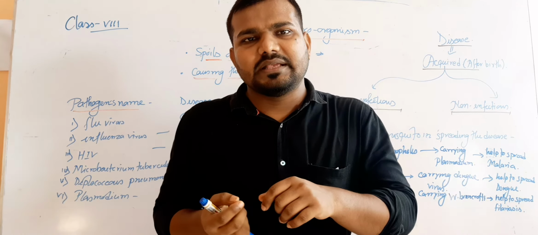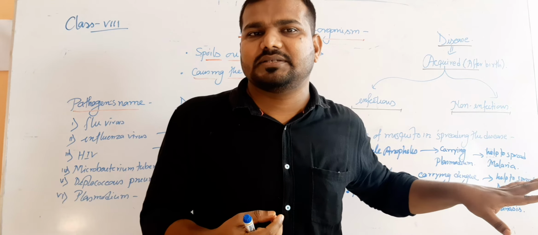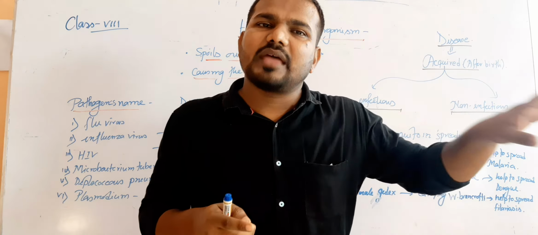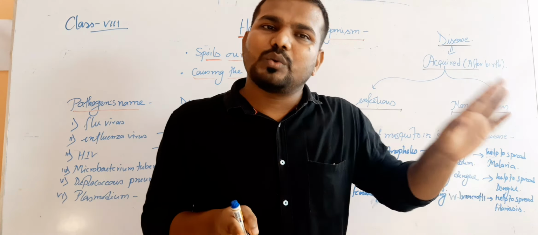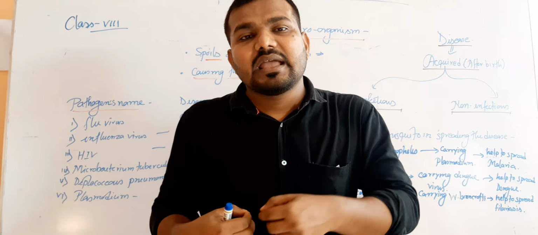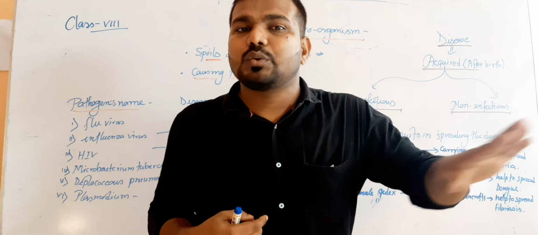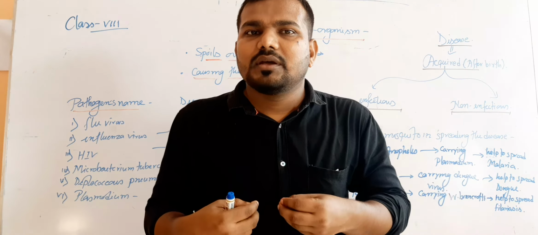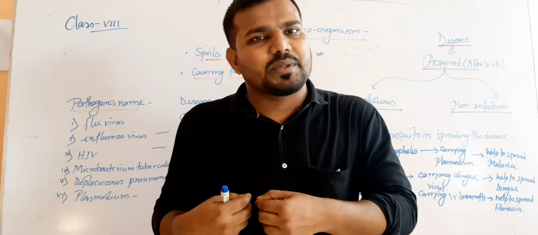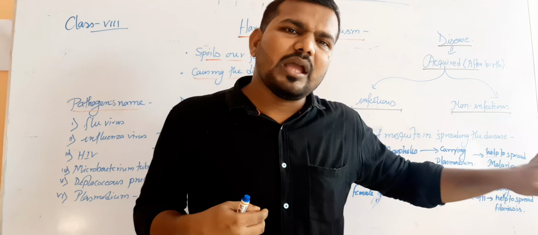Now the female Anopheles carries the Plasmodium inside its body and helps to spread malaria from an infected person to a normal person. Similarly, the female Aedes carries the dengue virus inside its body and helps to spread dengue from an infected person to a normal person. The third one, the female Culex mosquito, carries the filarial worm, Wuchereria bancrofti, inside its body and helps to spread this disease, filaria, from an infected person to a normal person.